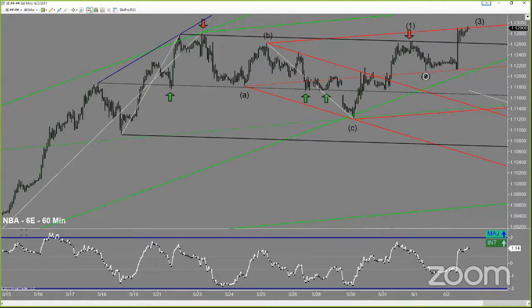I was originally thinking potentially finished 5th, something like this, but with a bit of overlap here, it's not looking right. So basically it's looking like this is just a completed 2nd wave. And we're definitely at a nice area in the geometry on the 60-minute as well, actually.